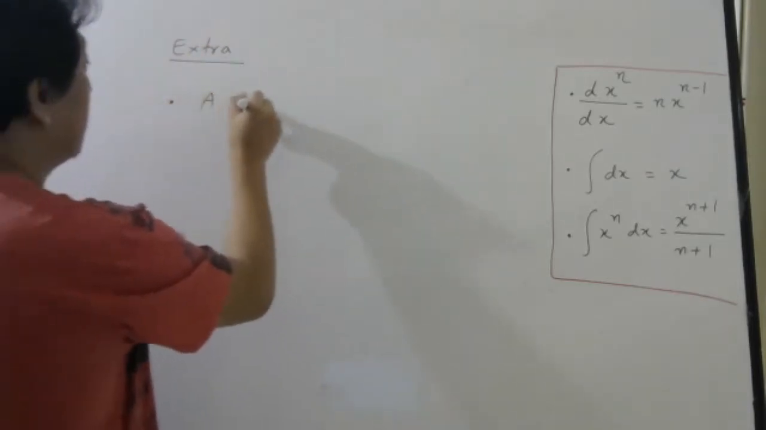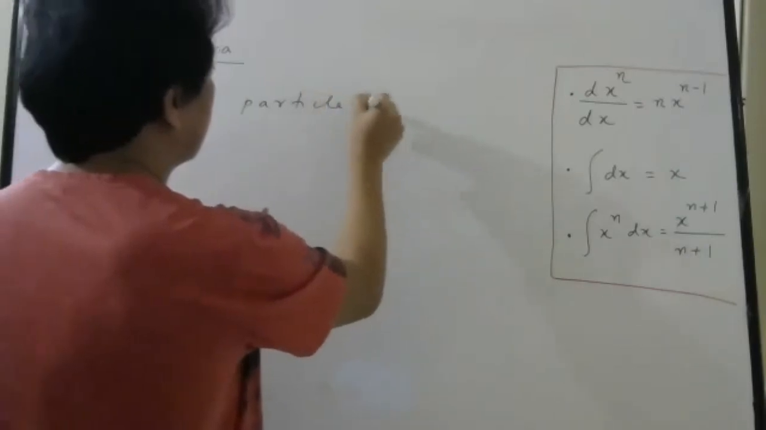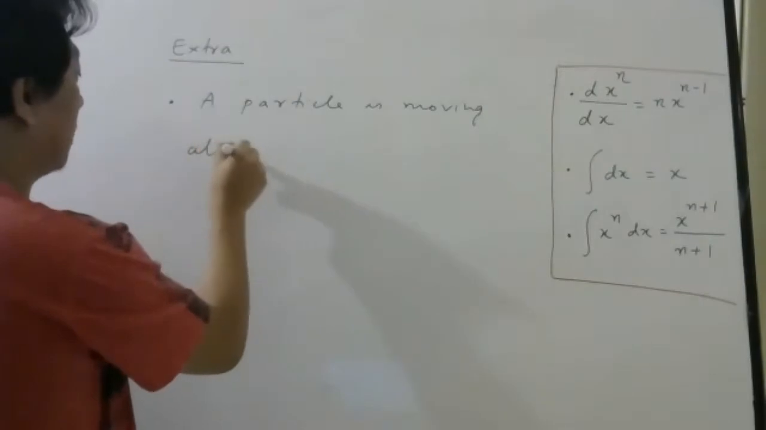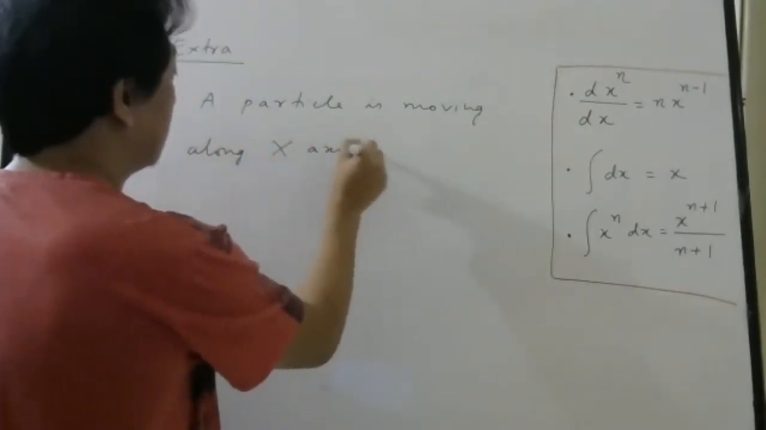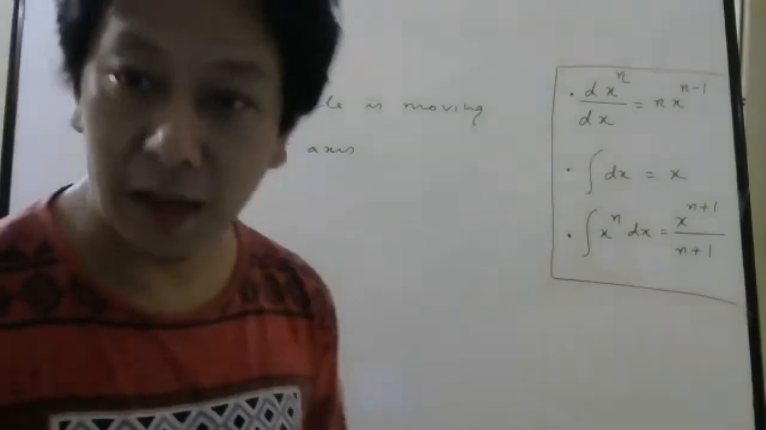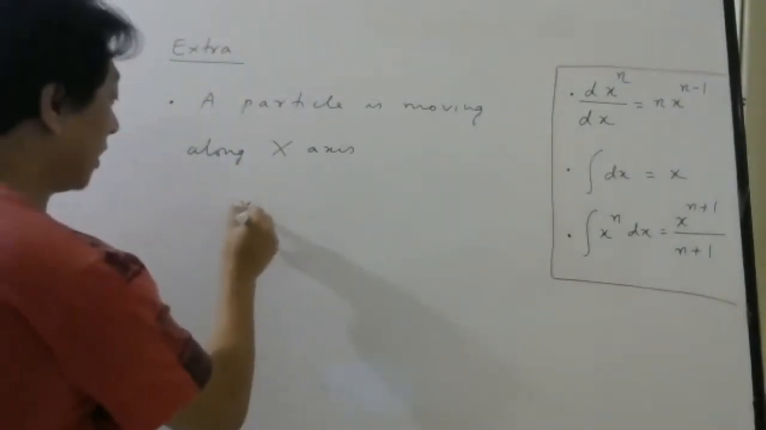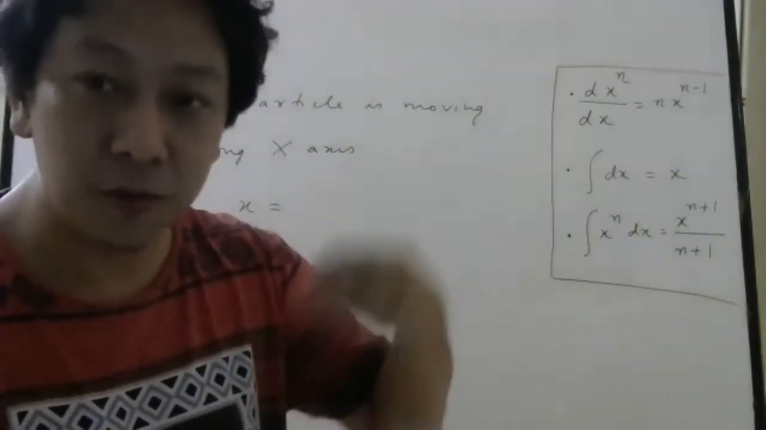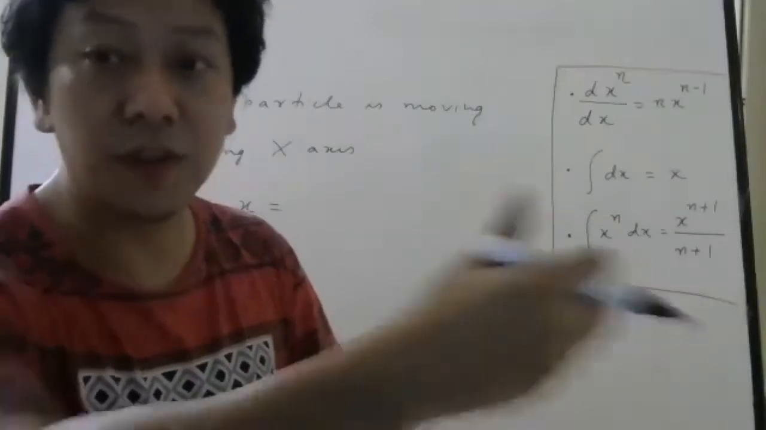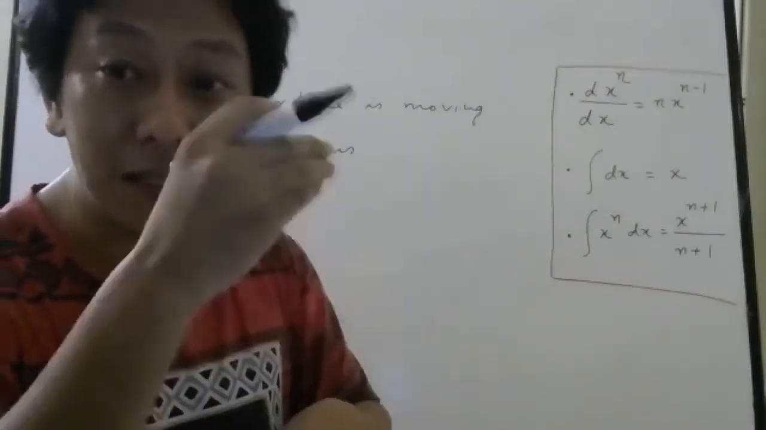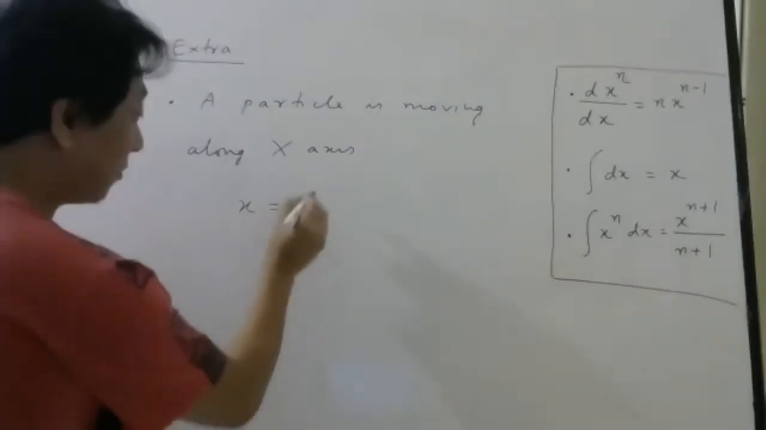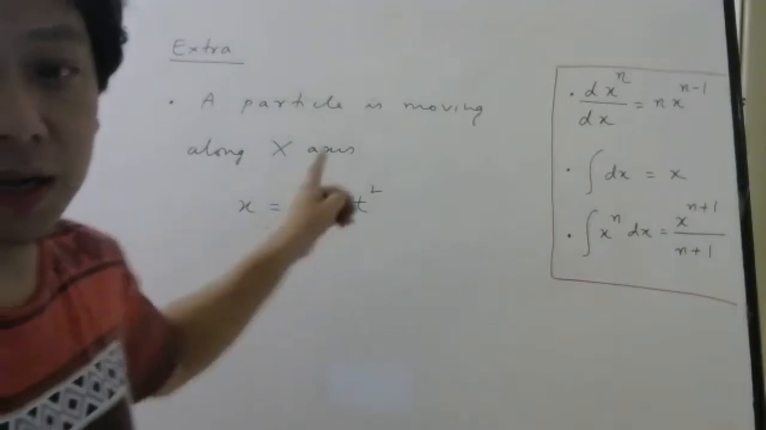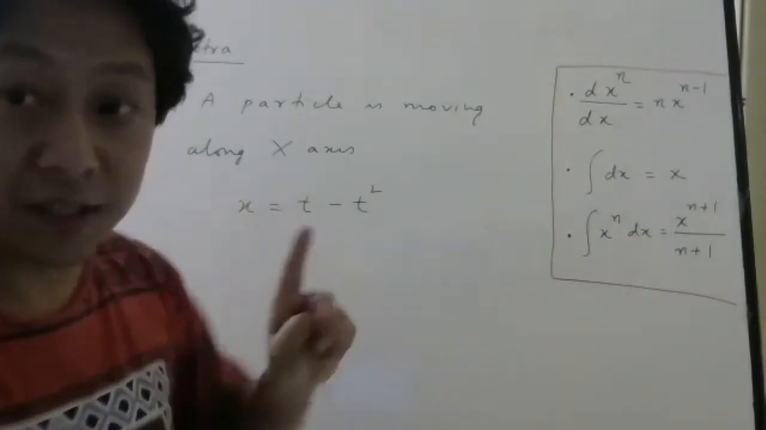A particle is moving along x-axis and x coordinate is changing with time. Changing with time means as you wait, the particle is moving. So what happens? X coordinate will change with time. And the function they have given is t minus t square. So this is the formula according to which your x coordinate is changing.